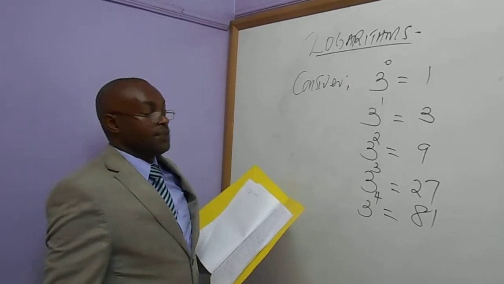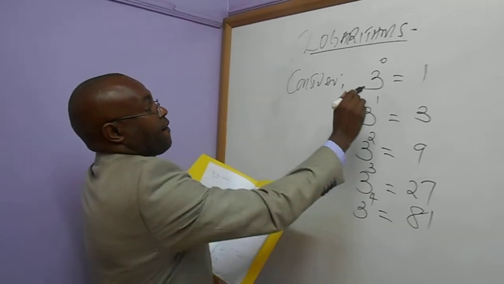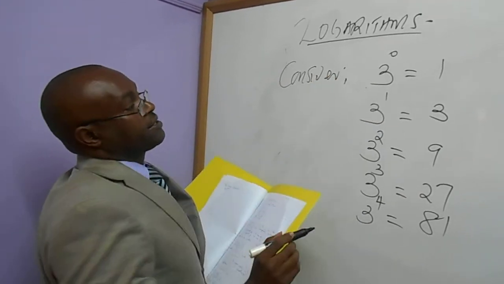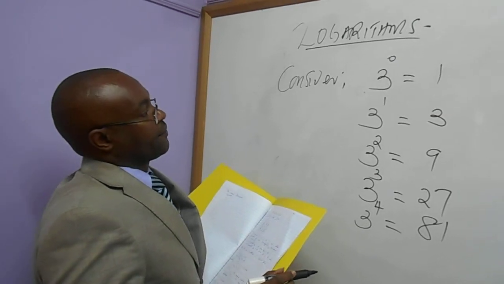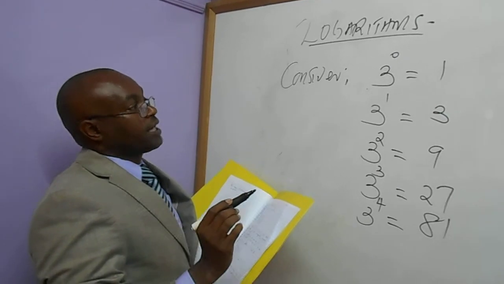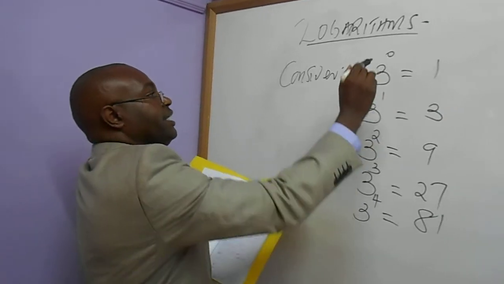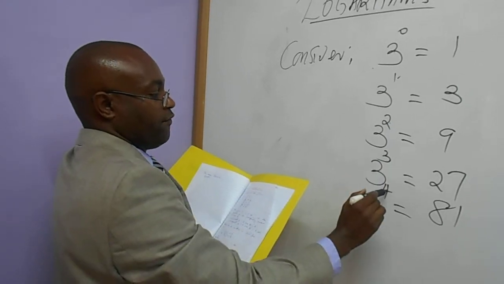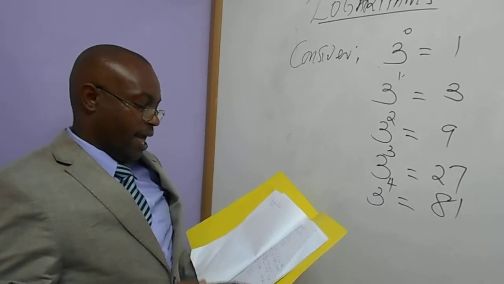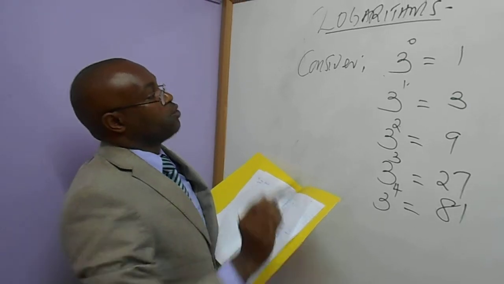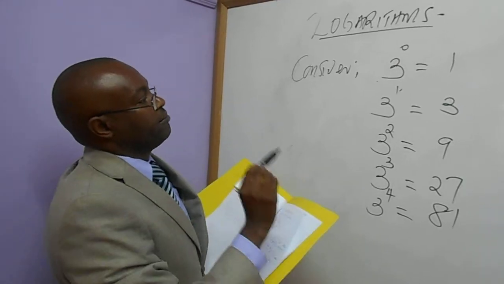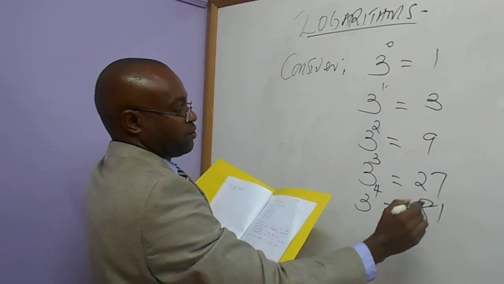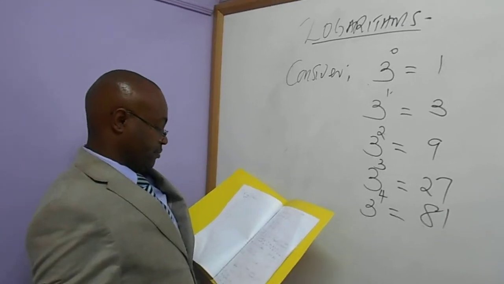If you recall last time when we were looking at indices, we said that 3 is a base, 0 is the power or the index. Now, when it comes to logarithms, the indices 0, 1, 2, 3, 4, and so on are the logarithms to base 3. So you call them logarithms of the corresponding numbers 1, 3, 9, 27, and 81, to base 3.